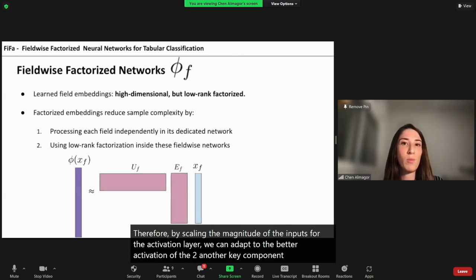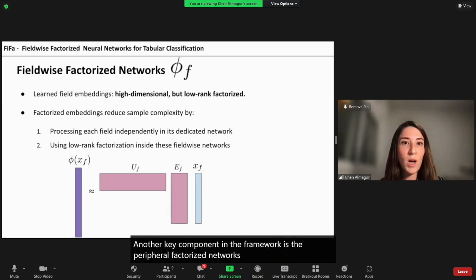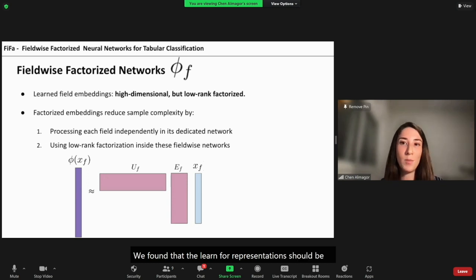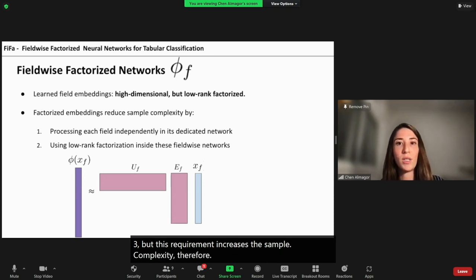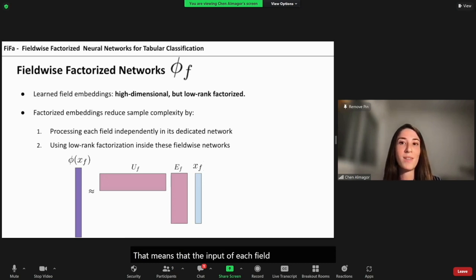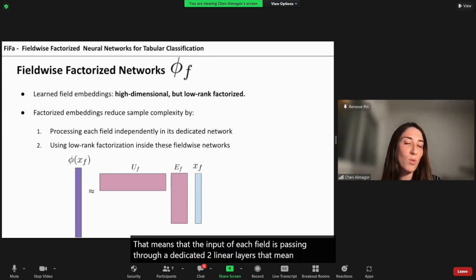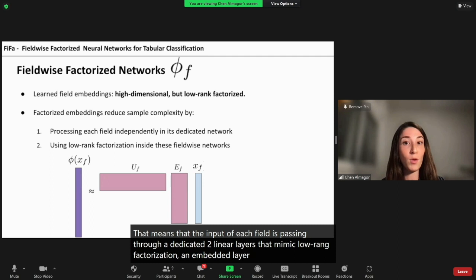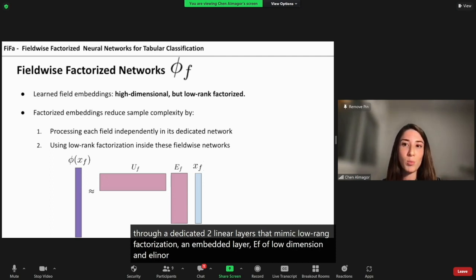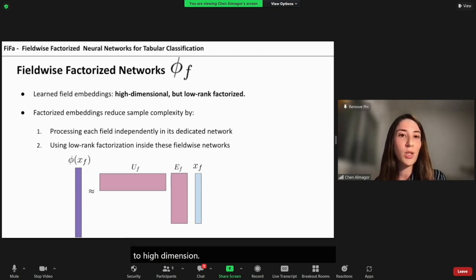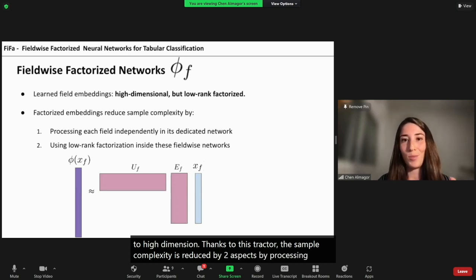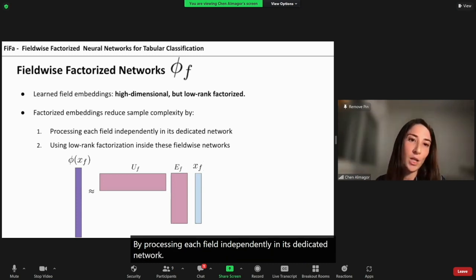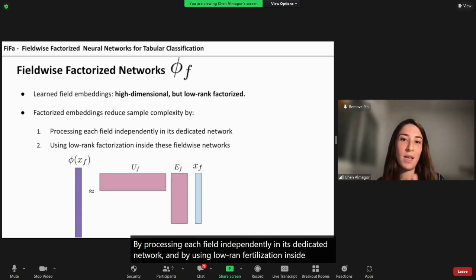Another key component in the framework is the pair field factorized networks. We found that the learned field representations should be of high dimension, but this requirement increases the sample complexity. Therefore, we suggest employing the structure of field-wise factorized networks. That means that the input of each field is passed through a dedicated two linear layers that mimic low-rank factorization: an embedding layer, EF, of low dimension, and a linear layer, UF, that projects to high dimension. Thanks to this structure, the sample complexity is reduced in two ways: by processing each field independently in its dedicated network, and by using low-rank factorization inside these field-wise networks.